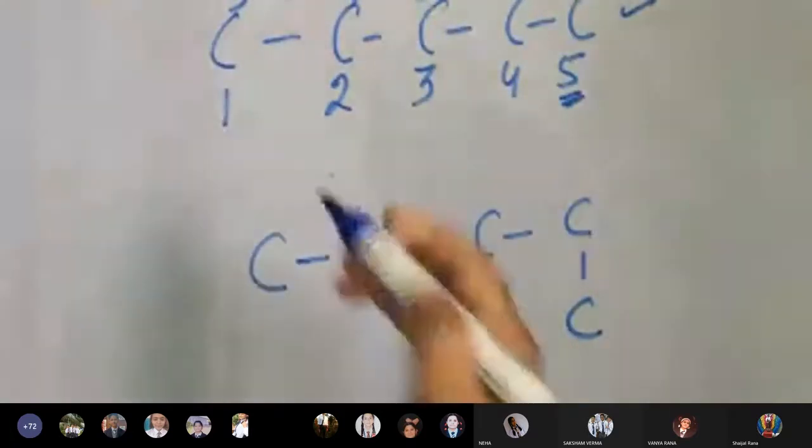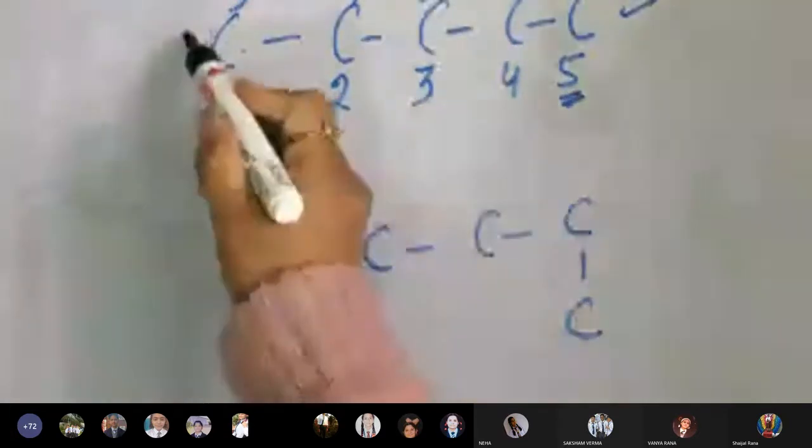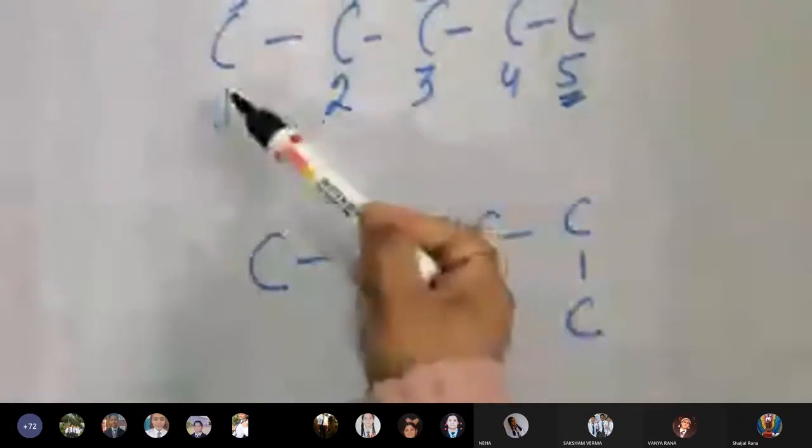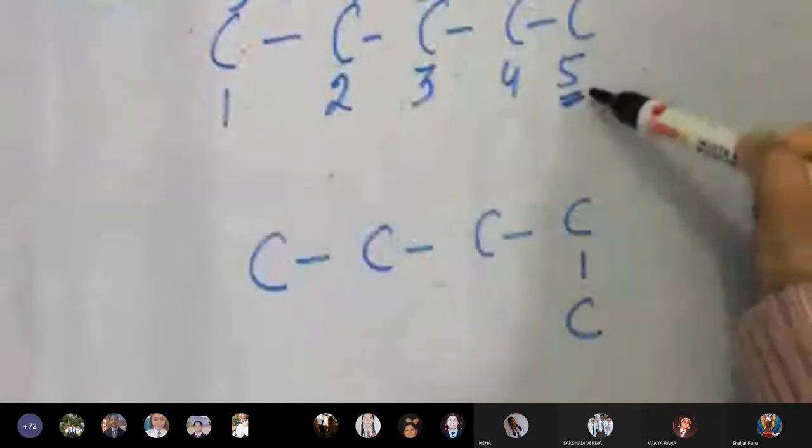Now one thing you cannot do: you cannot jump from this carbon to this carbon. If anybody is thinking creatively, that I will mention this one and mention this carbon as 2, that will be wrong. One thing you will come to know after doing this numbering is that there should be carbon-carbon continuation of bond. You cannot jump from one carbon to the third carbon or the fifth carbon. It should be in continuity. So both numberings are correct.